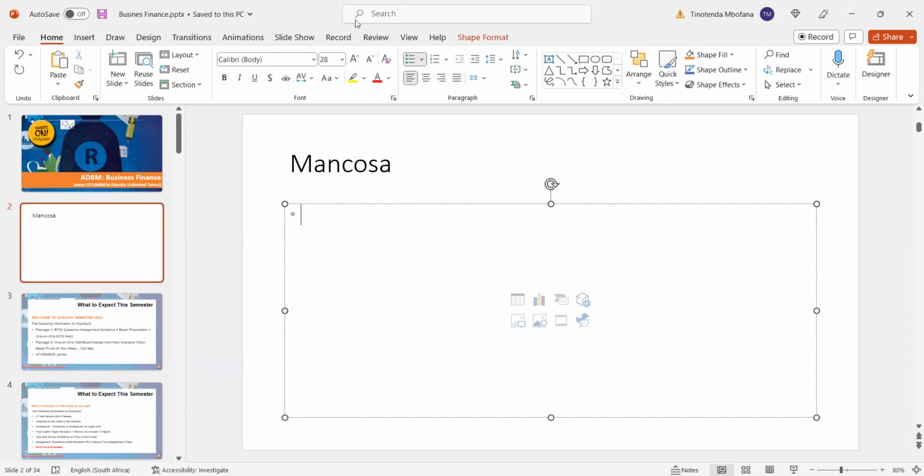Now, please, let's make sure that our mics are muted so that we don't disturb the class. Let's make sure that our mics are muted.